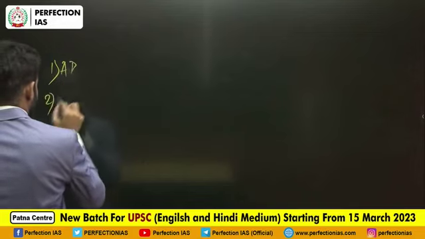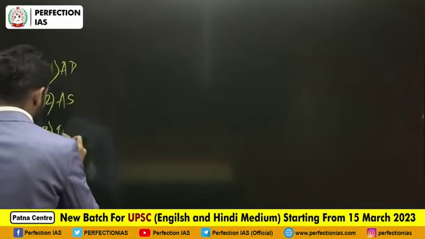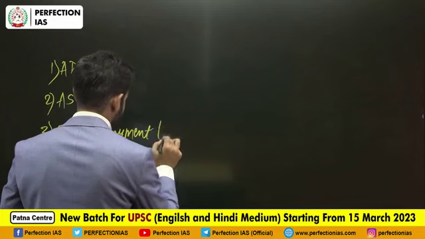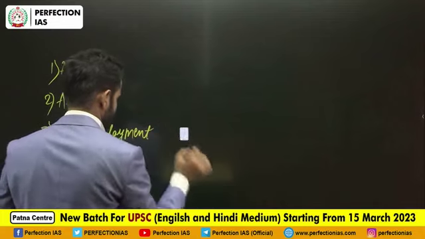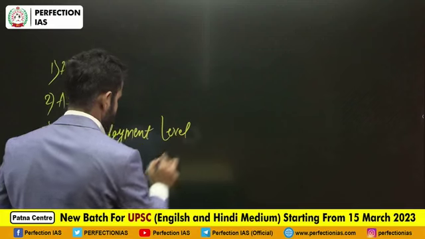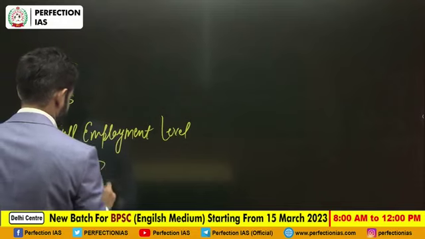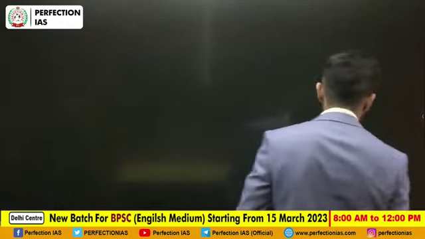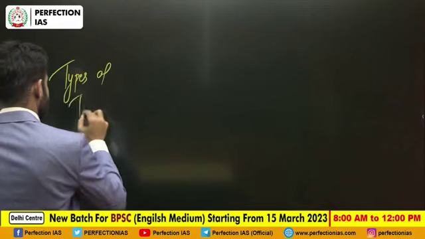So far we have covered aggregate demand, aggregate supply, that means total supply in the economy or total production in the economy, then full employment level, then we have covered general price level. Next is the types of inflation.